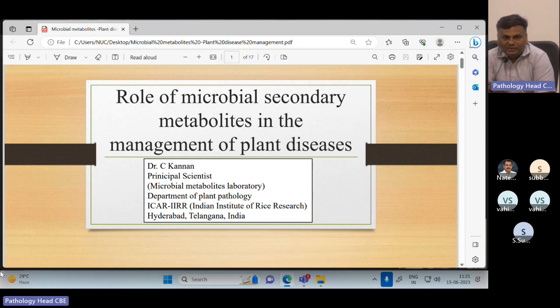It is one of the premier institutes, where some 82 scientists are working on different aspects of rice production. We are headed by a director, and we come under the crop science division of ICAR.